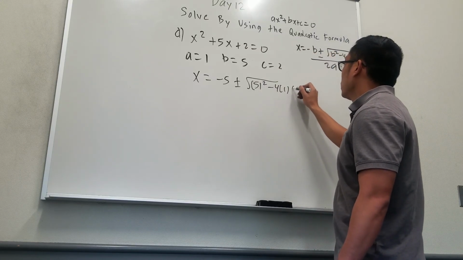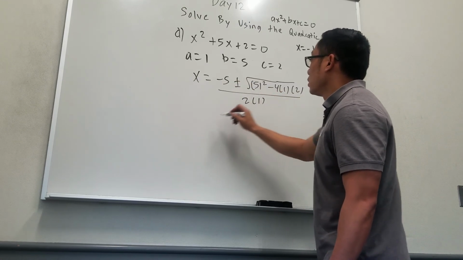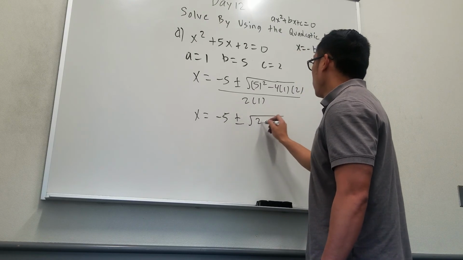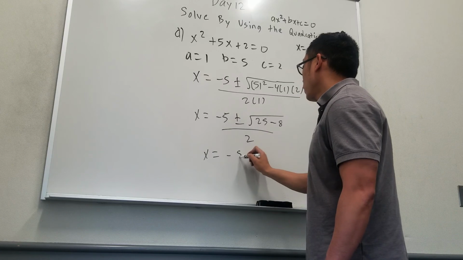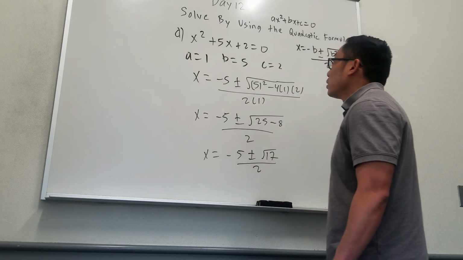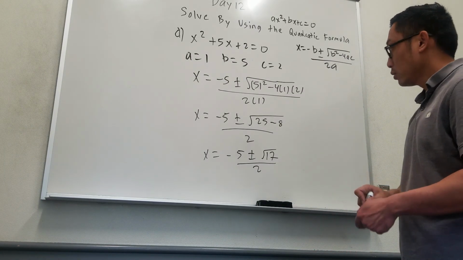You can see all I have to do is plug it into the formula. I already know a, b, c. Simple. So you have -5 plus or minus the square root of 25 minus 8, over 2. So x is equal to -5 plus or minus square root of 17 over 2. Okay, that's it. Nothing too hard.